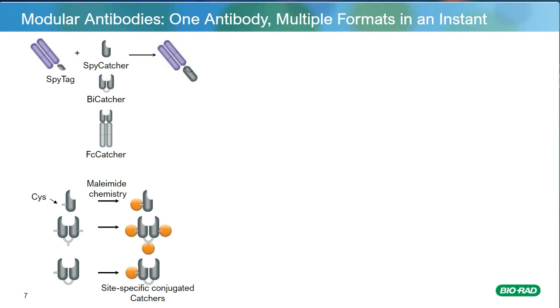As mentioned previously, we have different labels. These include PE, HRP, biotin, and even site-specific cysteines should you want to perform your own coupling reaction with a label of your choice using maleimide chemistry.